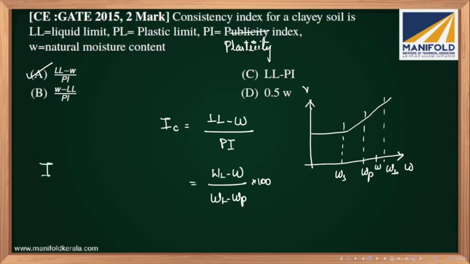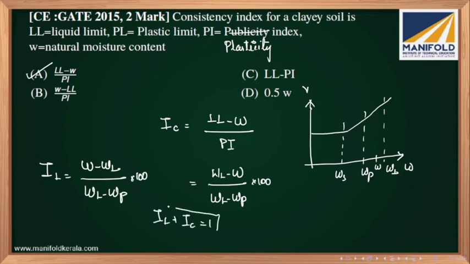Similarly, the liquidity index is equal to w minus wP divided by wL minus wP into 100. The sum of these values is equal to 1. So these are some important relations with respect to the consistency index and the liquidity index.